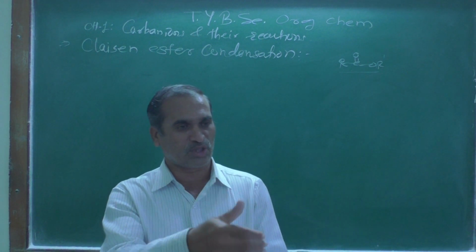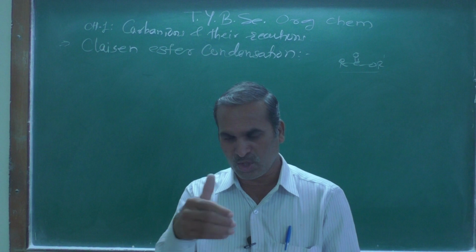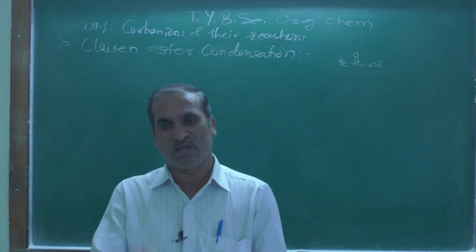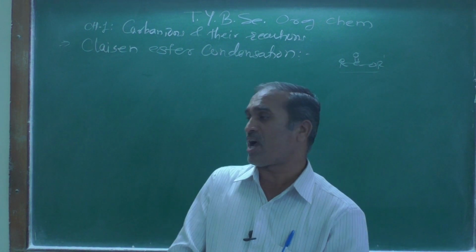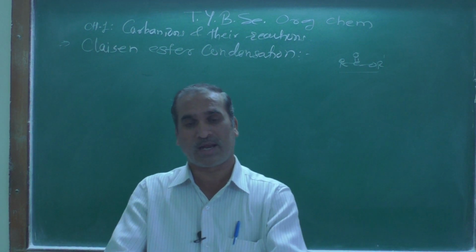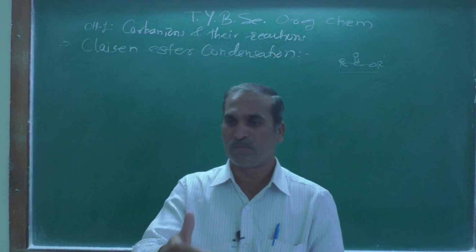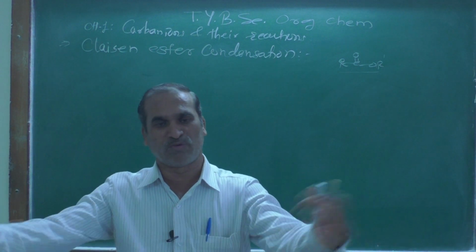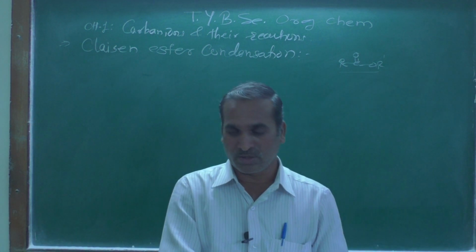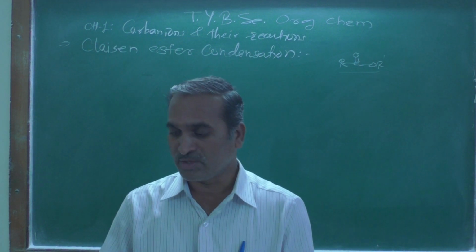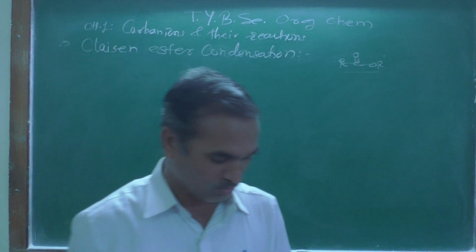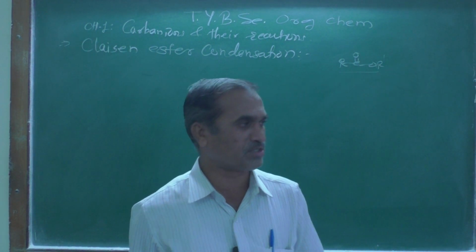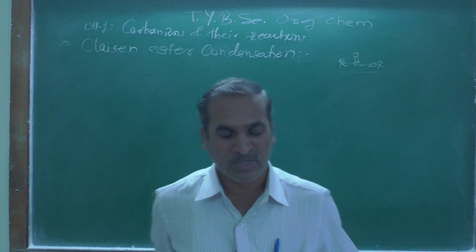The base, like ethoxide or sodium alkoxide or sodamide, can abstract the proton easily and form a carbanion. That carbanion you can treat with the alkyl halide, a substitution product is formed, and further you can treat it with a suitable reagent. We will get the desired product, whatever product you require. That is the speciality of the Claisen ester condensation reaction, and that's why we are going to study it.